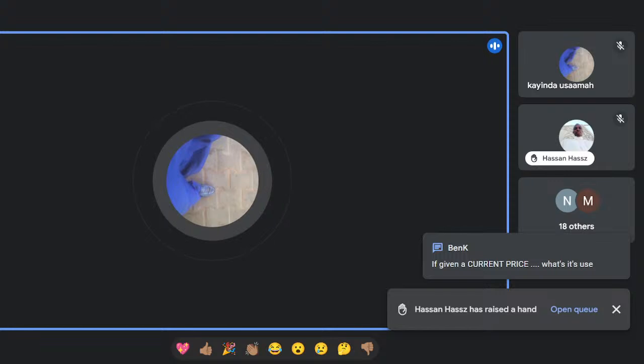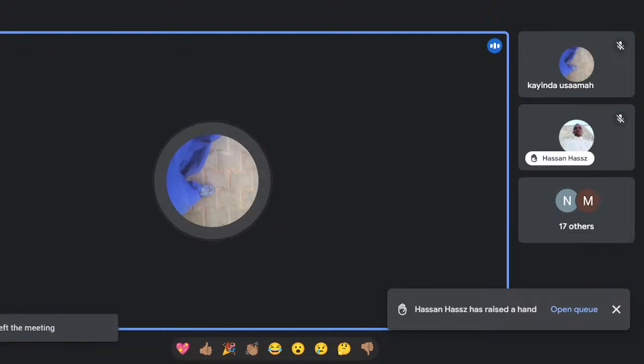If given a current price, what is it? Current price means just activate the bot. After putting your settings, tap activate, tap create, and the coin starts right away.